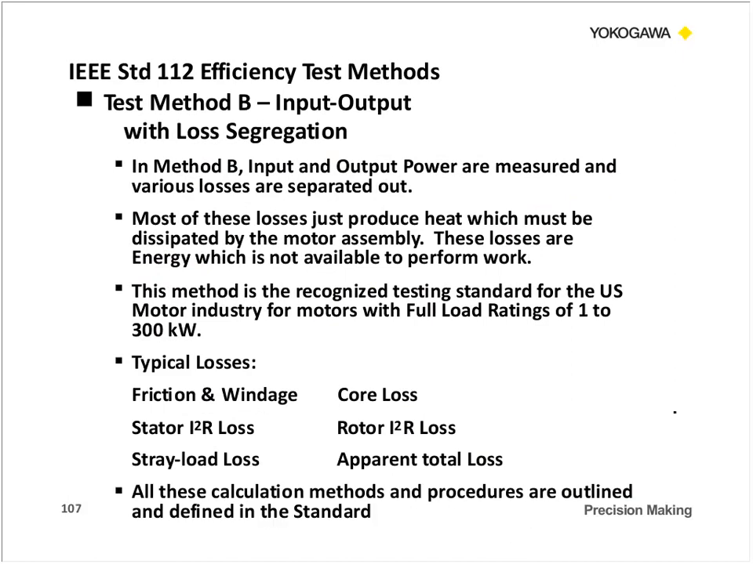Then test method B is a lot more complicated because it gets into what they call loss segregation due to friction and I squared R losses and things like that. Much more complicated. It's for bigger motors, but it gives you the instructions on how to do it with your IEEE 112.